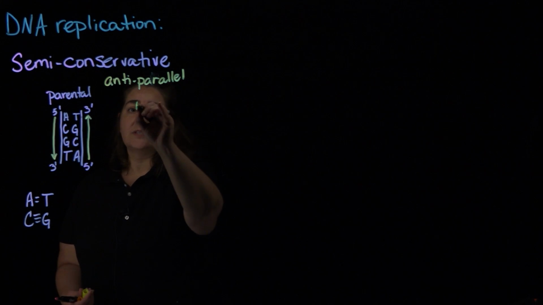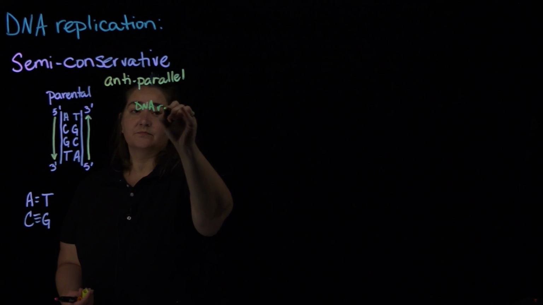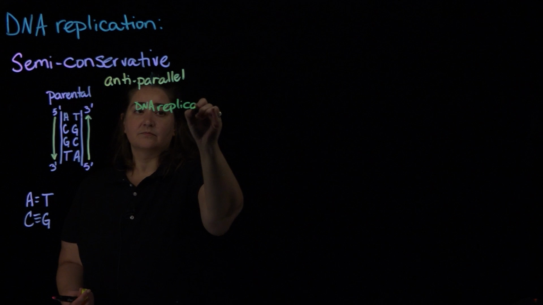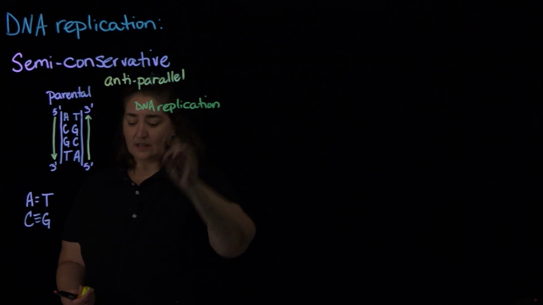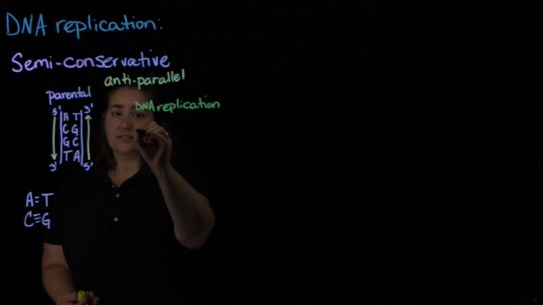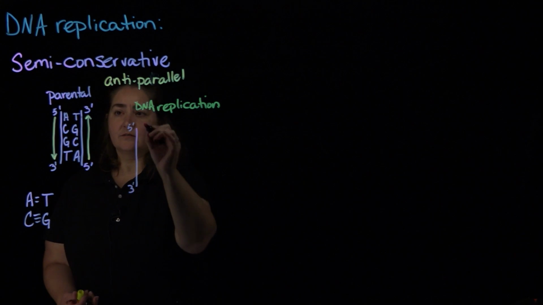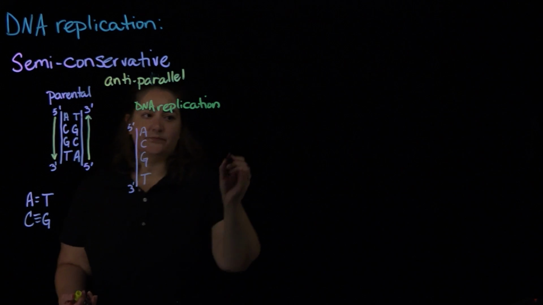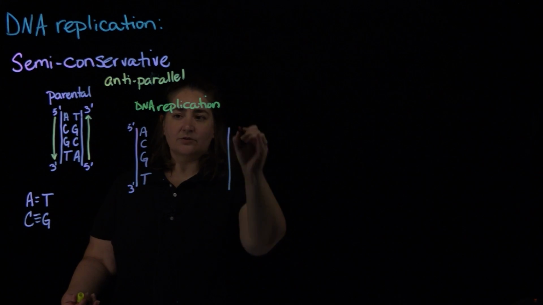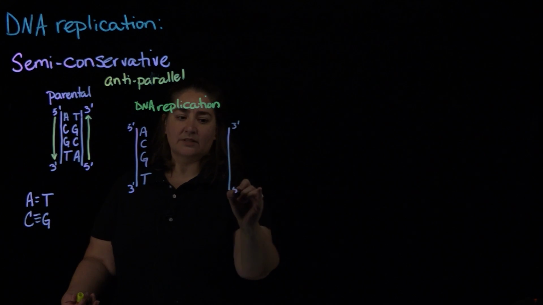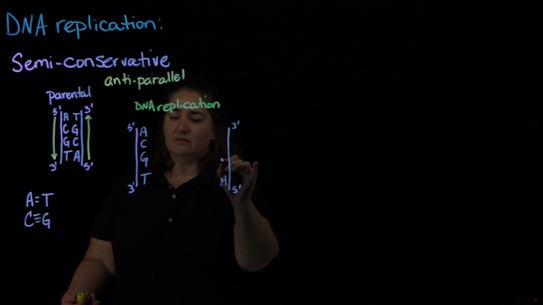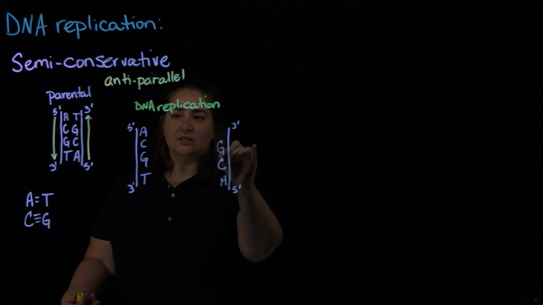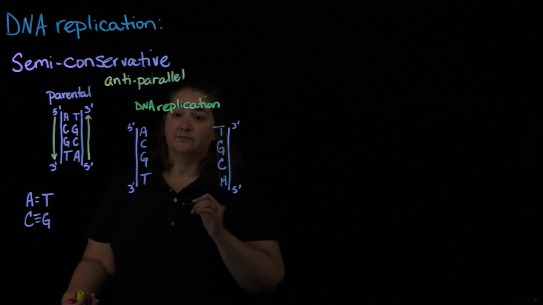What happens with DNA replication is our two strands are going to separate. So we've got the one A, C, G, T here. And then we've got our other strand that we'll put over here that runs the opposite direction. It's going to be A, C, G, and T.